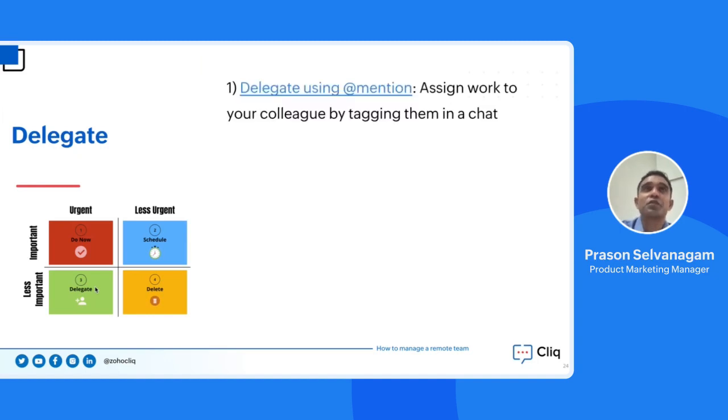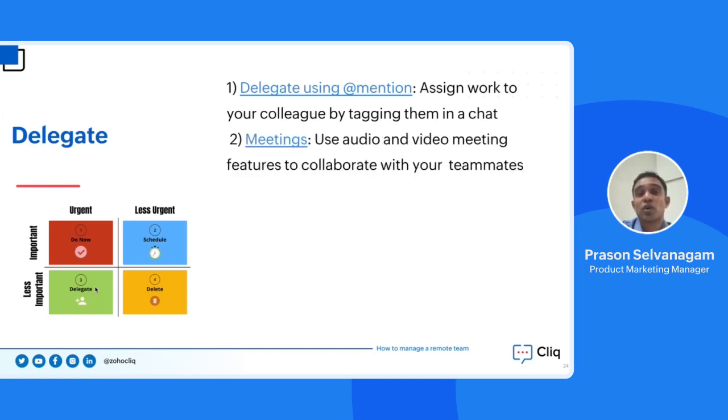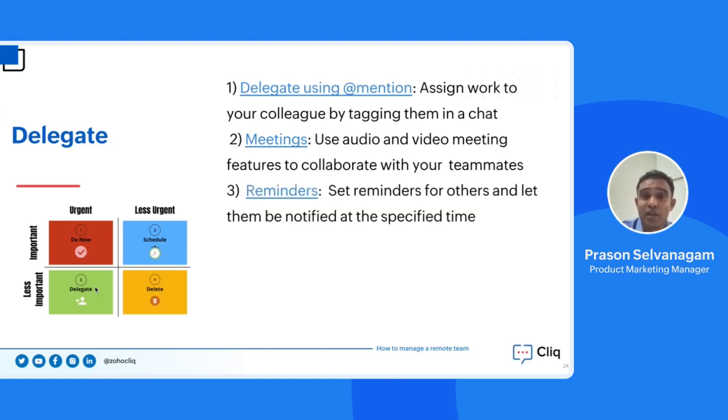There is the at-mention feature available in Zoho Cliq that you can use to assign this work to others. Or you definitely can use meetings, get on a recording, record the call, take all the action items, and you can delegate work to them. Definitely you can set reminders for others also, just like how you set reminders for yourself in the previous example. You can set reminders for others.